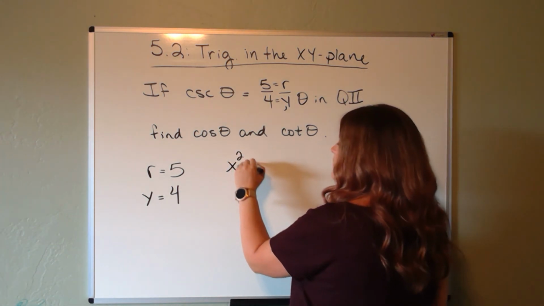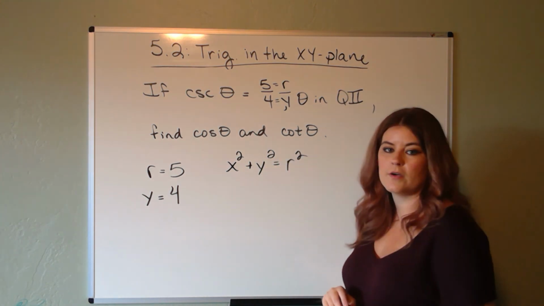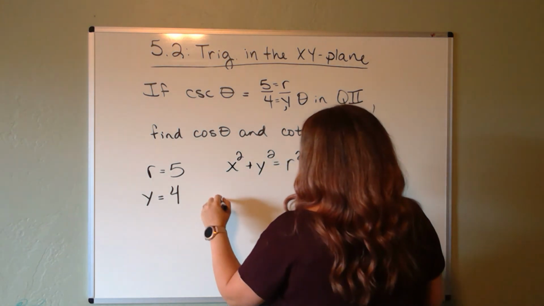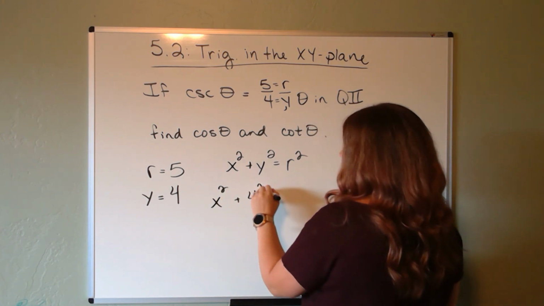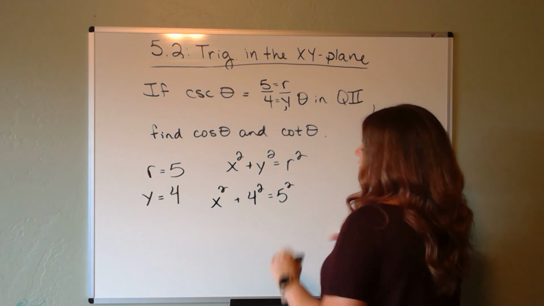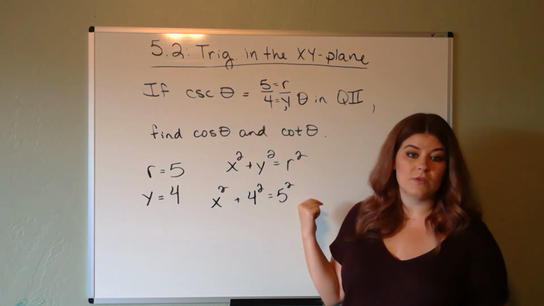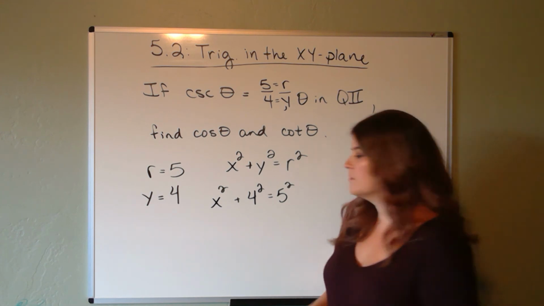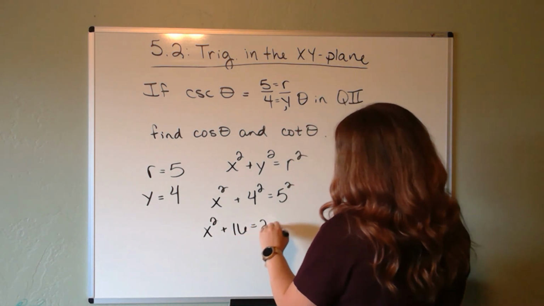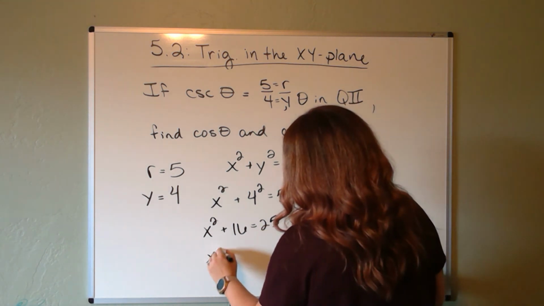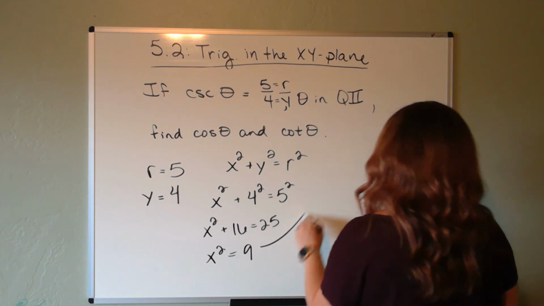How do I do it? Well, I do it the same way I always do it. X squared plus y squared equals r squared. So I don't know x, so I have x squared plus 4 squared equals 5 squared. You might not have to go any further than this. Obviously, this is going to be a 3, 4, 5, but it's okay if you do. We keep solving. We get x squared plus 16 equals 25. Subtract the 16, and you get x squared equals 9.